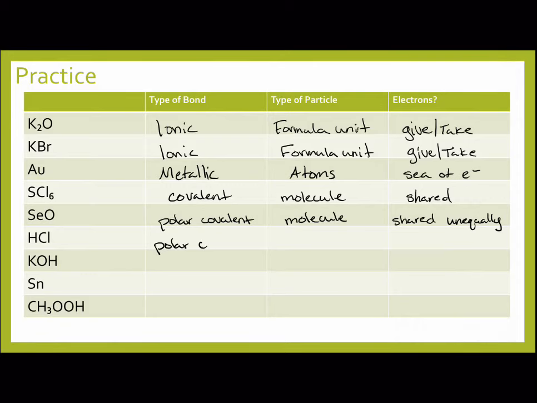HCl, those are both nonmetals, so polar covalent. It's a molecule, and they are shared unequally. KOH. This is ionic. It's called a formula unit, and they are given or taken.